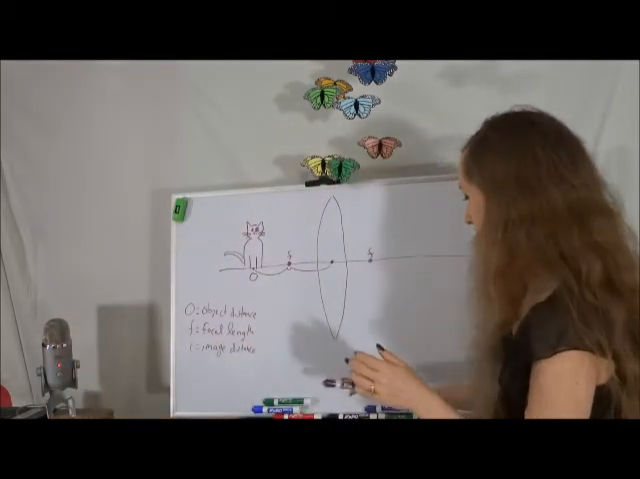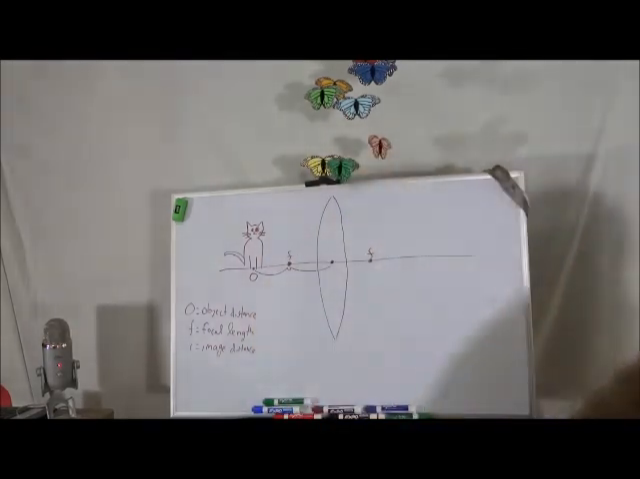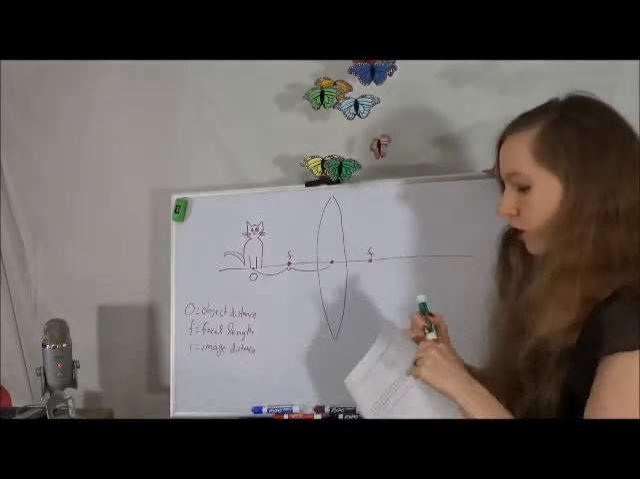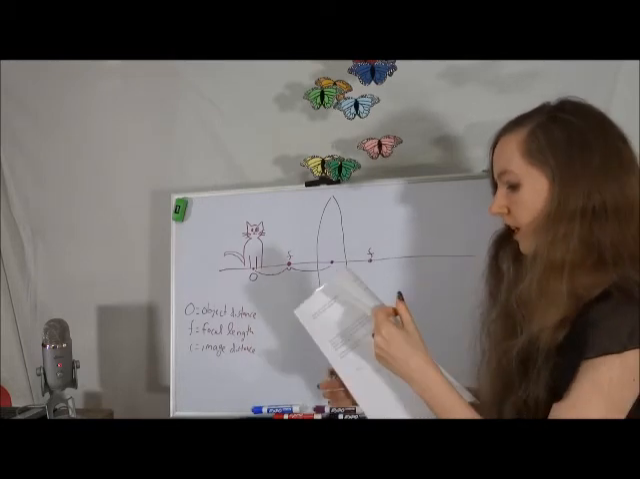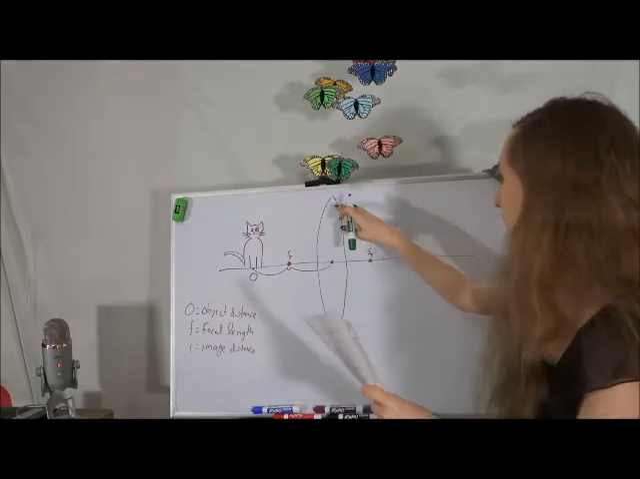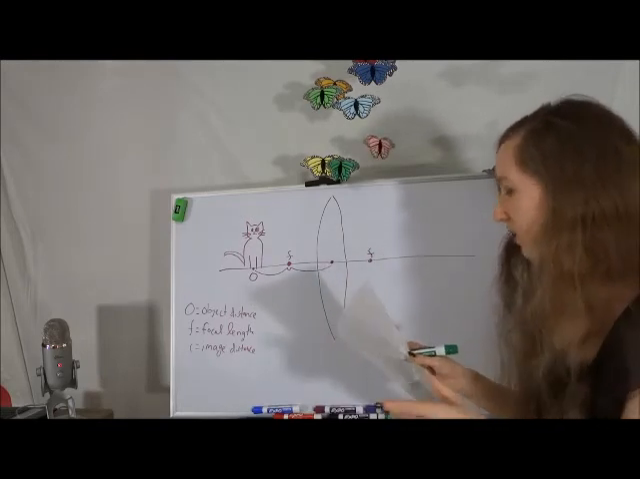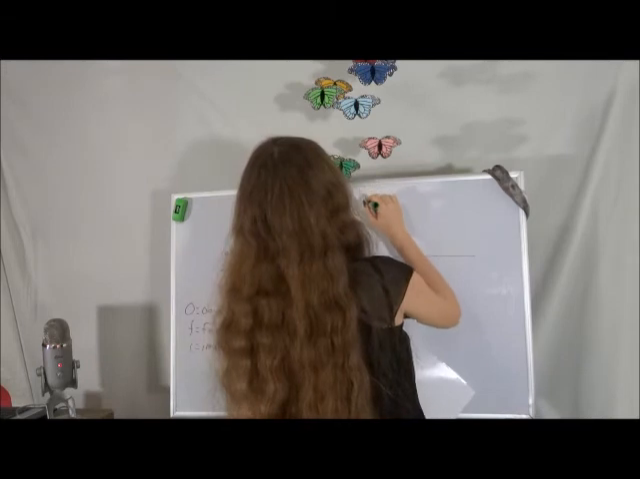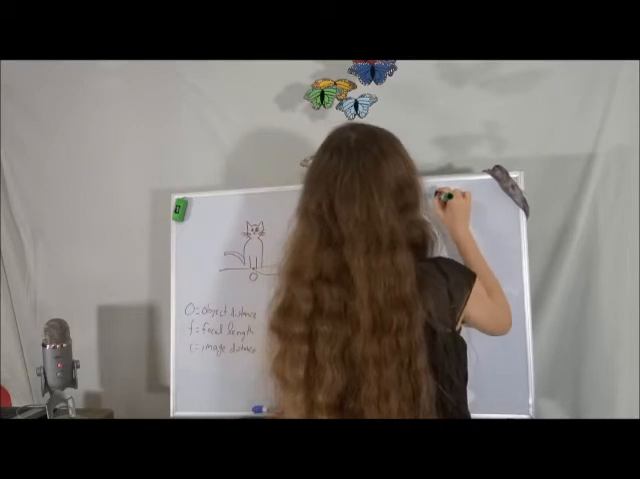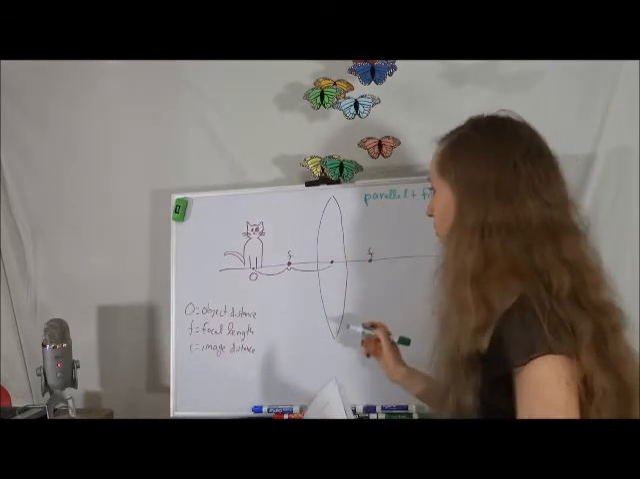So ray tracing is a method to figure out where your image is going to end up. And to do this, there are three principal lines that we can draw. The first one we want to draw, all of them start from the top of our object. So we're going to go from the top of Cupcake's head to our lens in all of these cases. The first one goes in parallel to the axis, comes out through the focal point. So I'm going to denote that as parallel and focal point. So we start out parallel, we hit the lens, and then we go through the focal point.